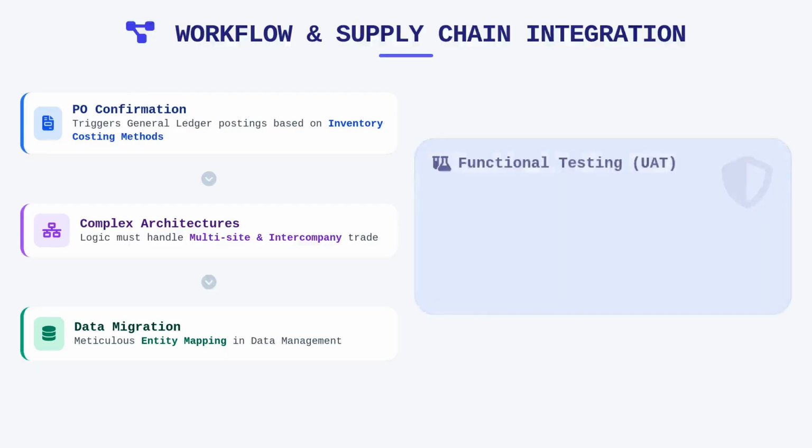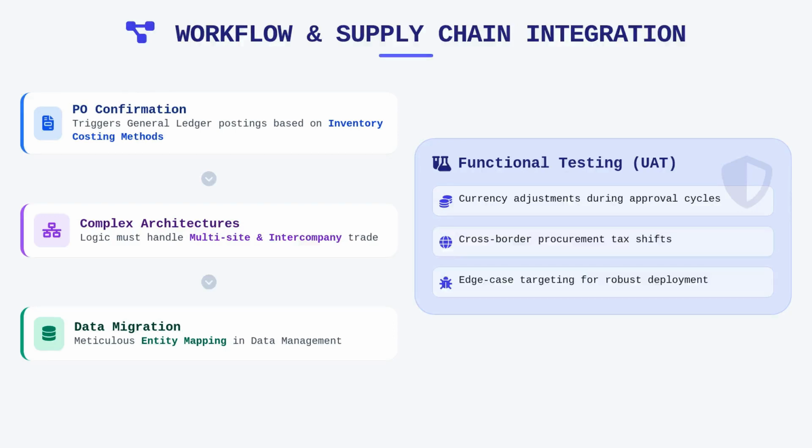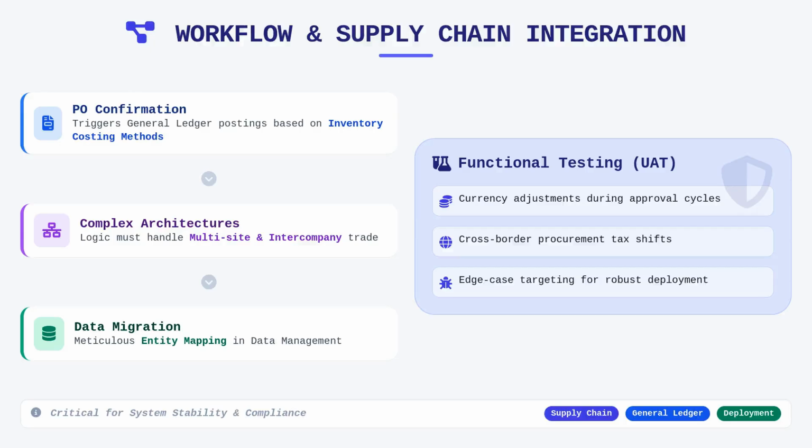A functional consultant often designs user acceptance testing scripts that specifically target edge cases, such as currency adjustments during the approval process or shifts in tax application due to cross-border procurement. When migrating these configurations between environments using the data management workspace, meticulous attention to data entity mapping is required to ensure that your carefully crafted logic does not break upon deployment.